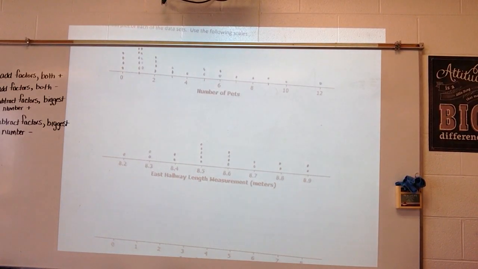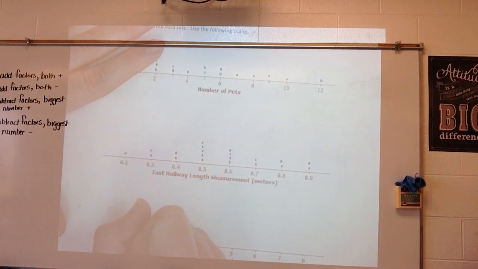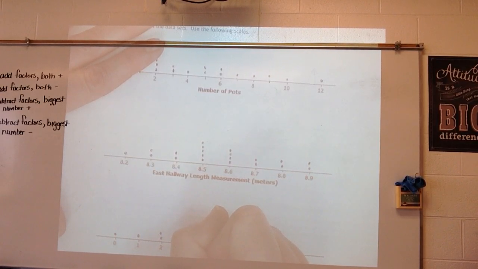Alright, and then I'm going to look at the last set of data. Alright, age of cars is 1 zero, 1 one, 2 twos, 1 three, 1 four, 2 fives, 3 sixes, 6 sevens.